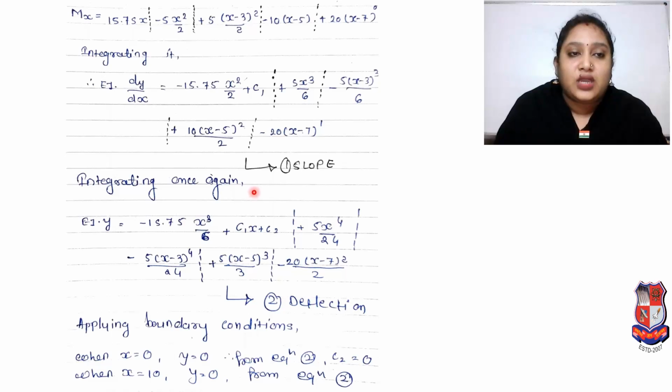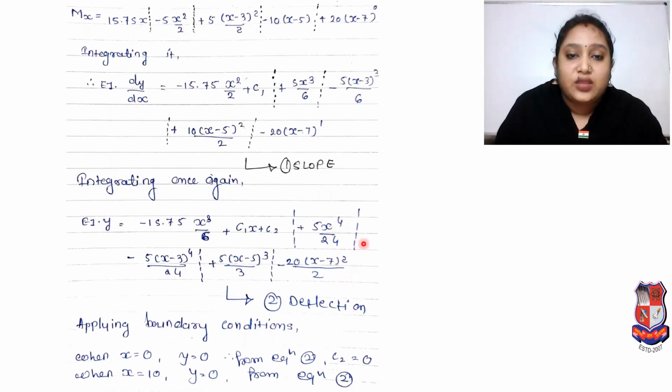Now integrating once again, that will be EI into y. And that minus 15.75, that will be x cube by 6, because here square was there and that 2 wasn't divided. So if here 3 will be there, then again 3 will be over here in multiplication with the 2, then x cube by 6 plus c1x, because we are doing double integration, means with that first constant x will be multiplied, and we have to add another constant c2, and that will be with the first term. So minus 15.75 x cube by 6 plus c1x plus c2.